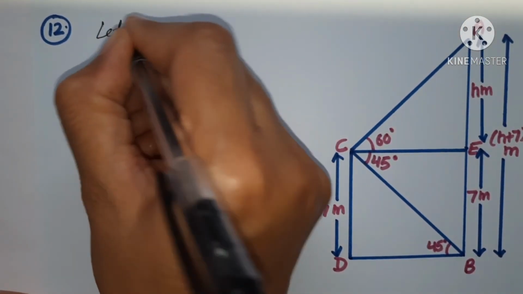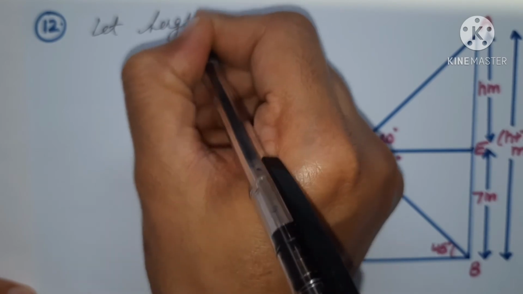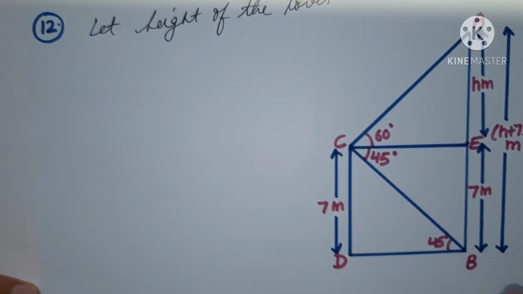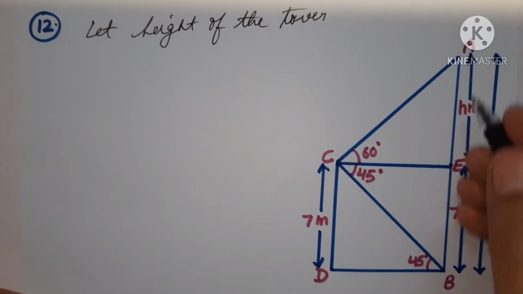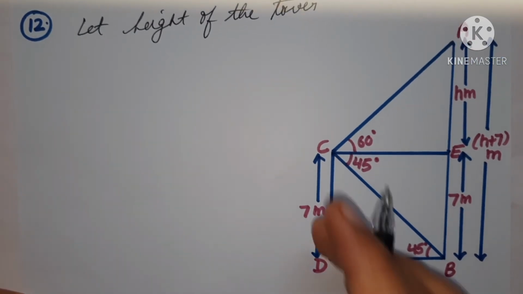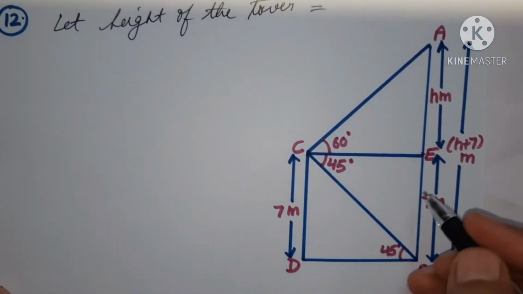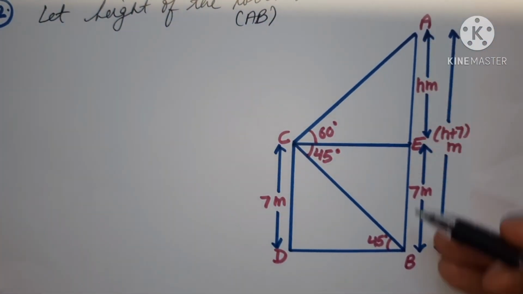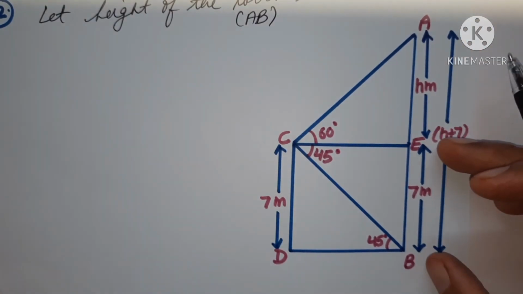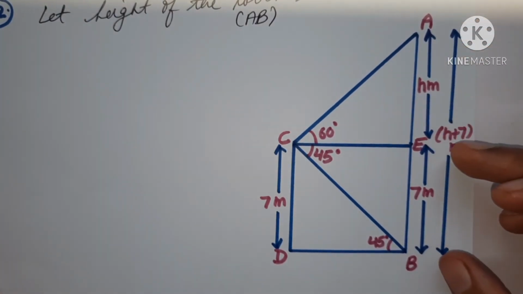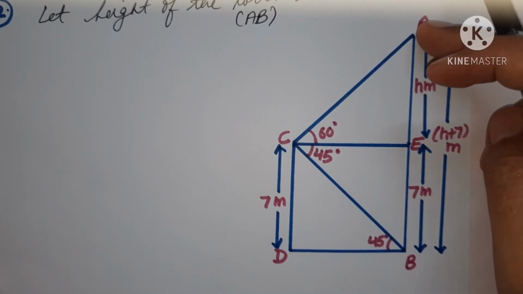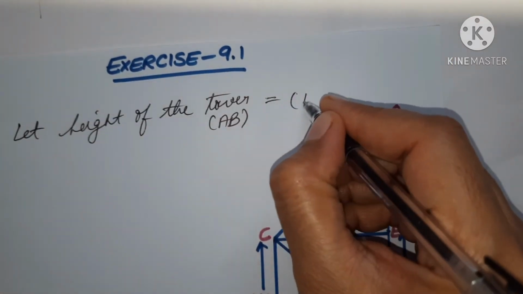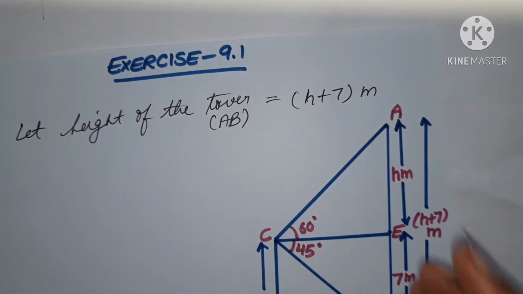We will write, let h be the height of the tower, and the tower in this diagram is AB. AB is the tower. So we need to find out the height of the tower. AB is from top to bottom, this AE plus EB. So AE we don't know, but we know EB. So from A to B it will be h plus 7. We will write this is h plus 7 meter.